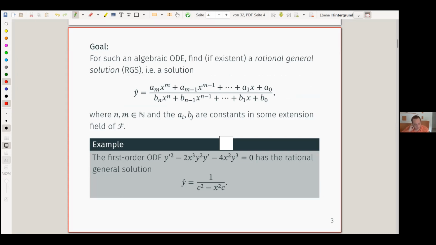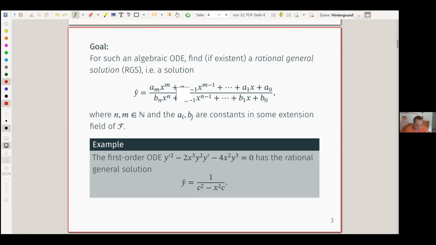And what has been done before, or what I've been doing when I started my PhD, I have been looking at algorithms for constructing so-called rational general solutions. And these are just solutions of such ODEs which are rational in the independent variable x. And the coefficients here, these are just constants in some extension field of F.